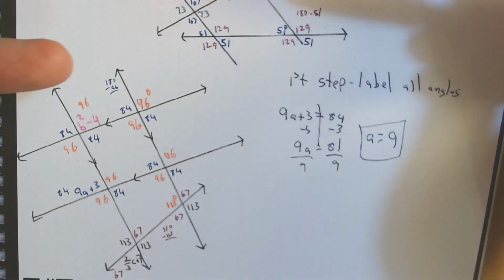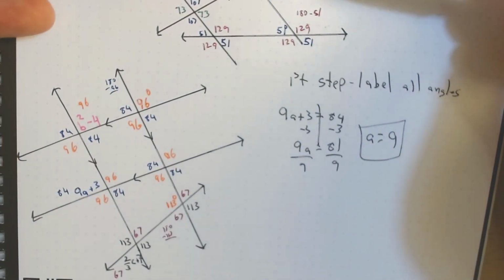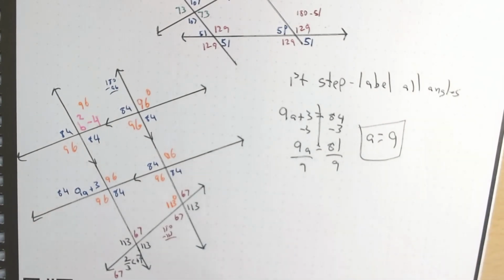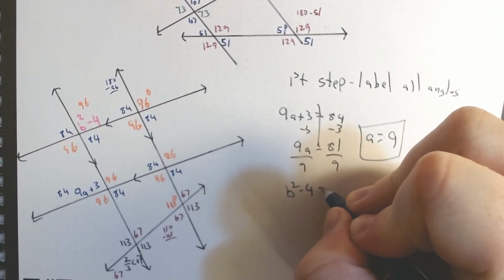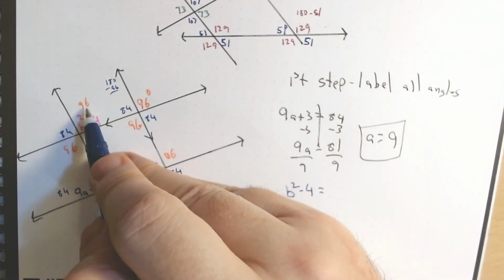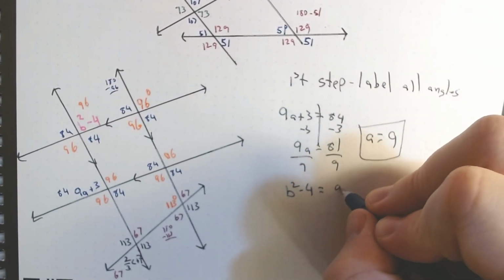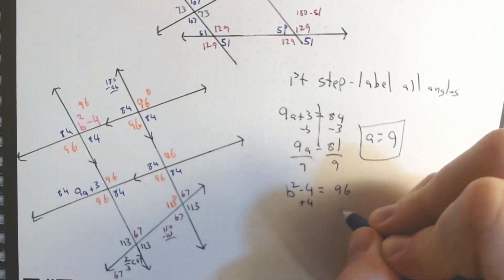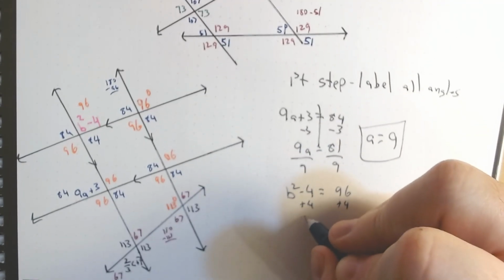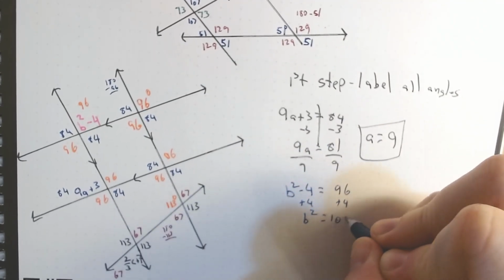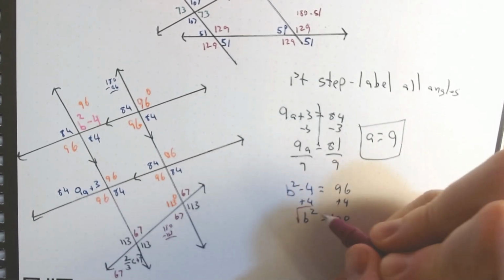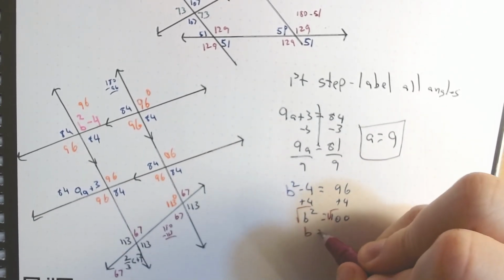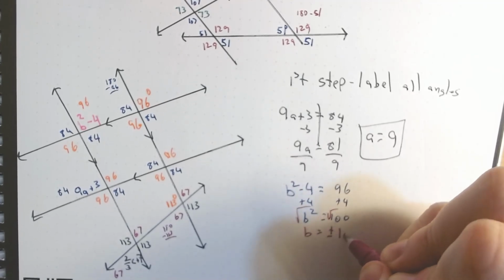So it's taking what we just did, and then adding algebra to it. So then we have b squared minus 4 equals 96. Plus 4, plus 4, b squared equals 100. The opposite of squaring is square rooting. You get b equals plus or minus 10.